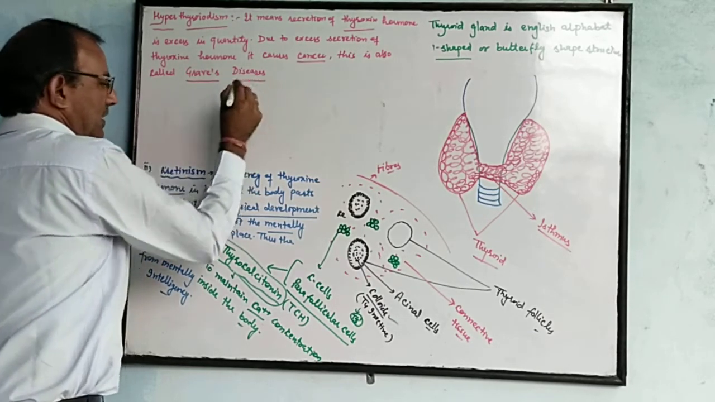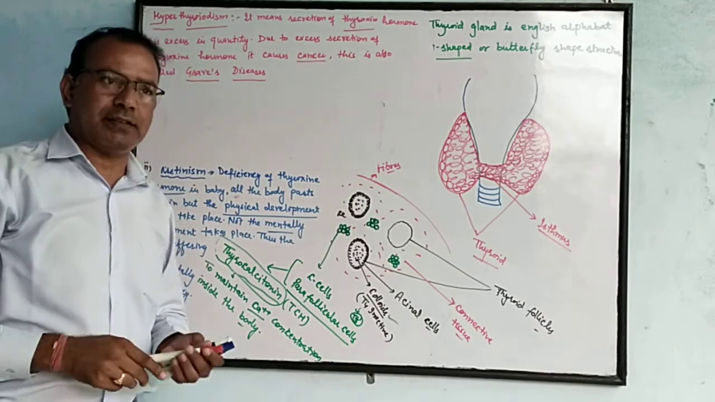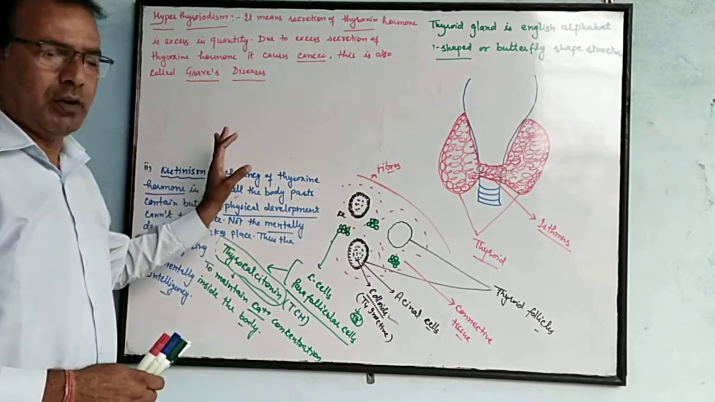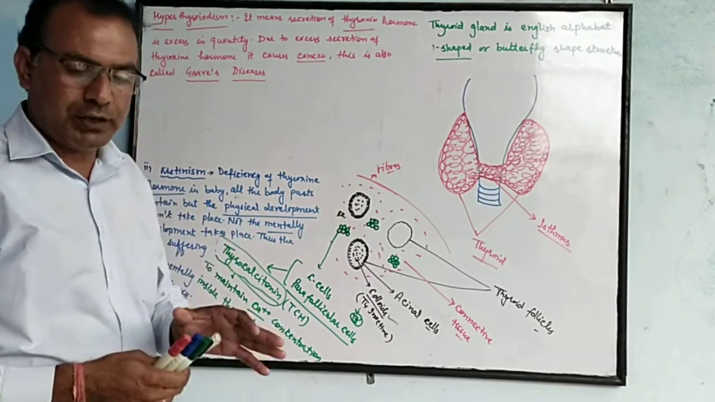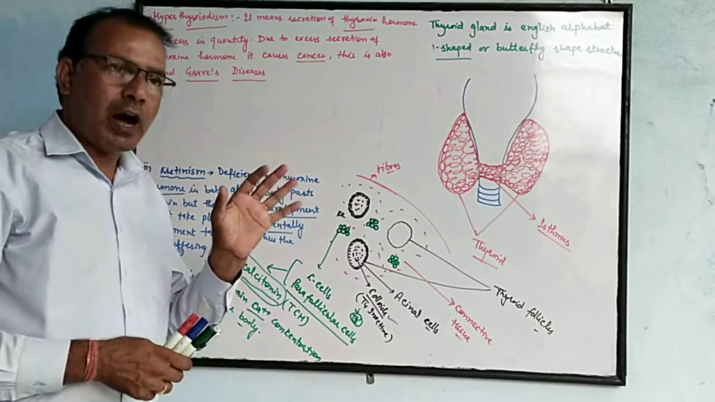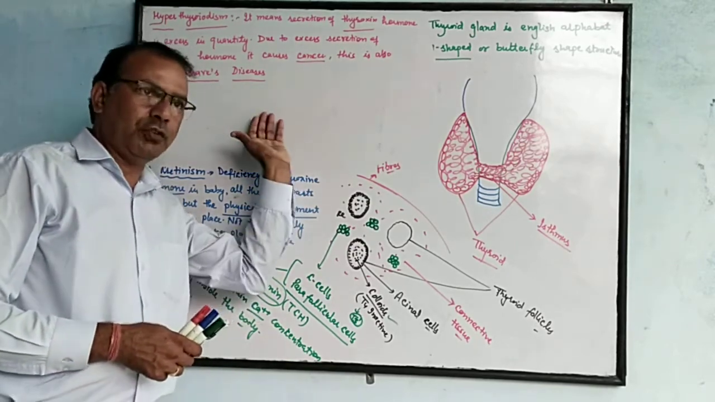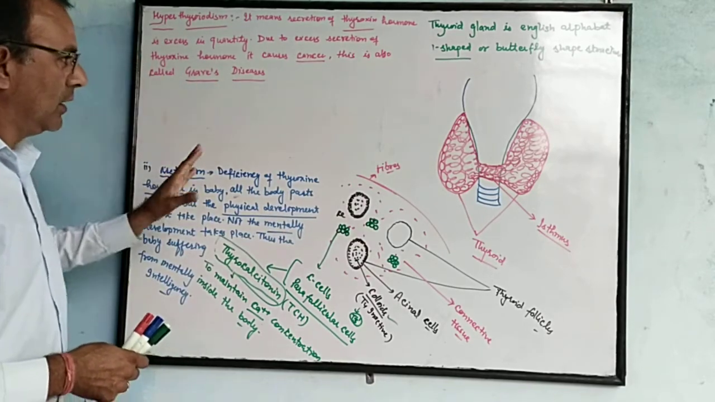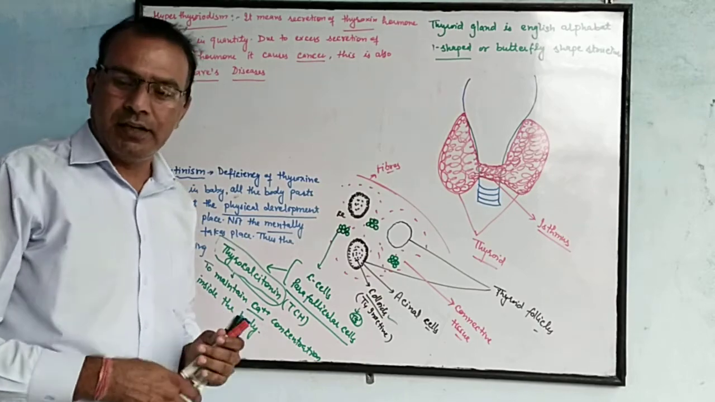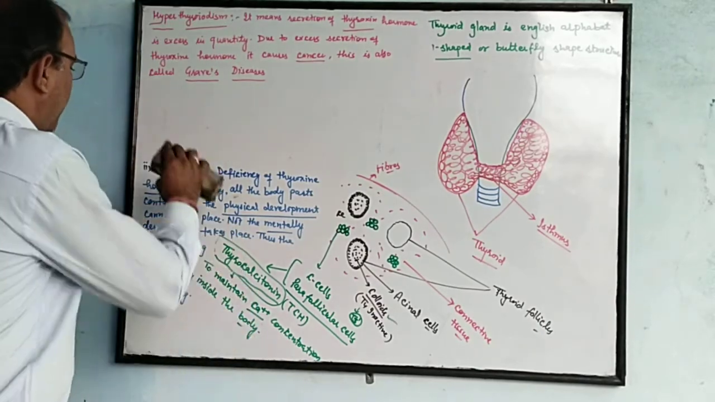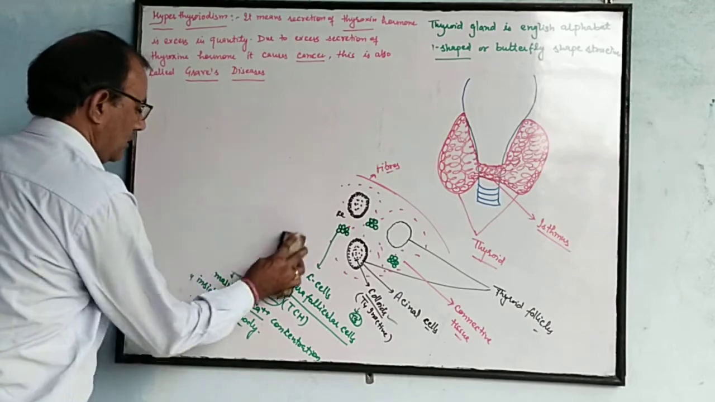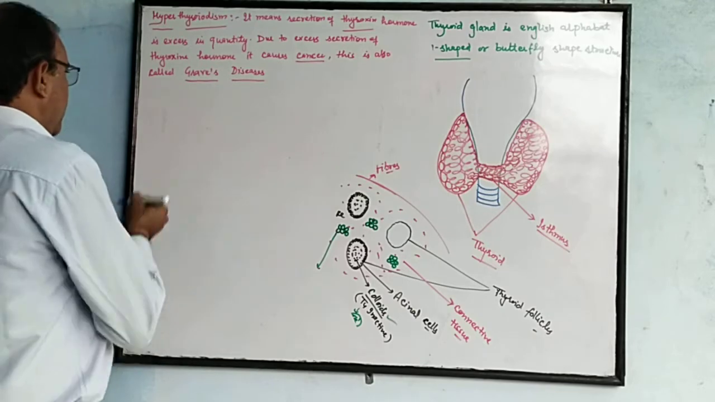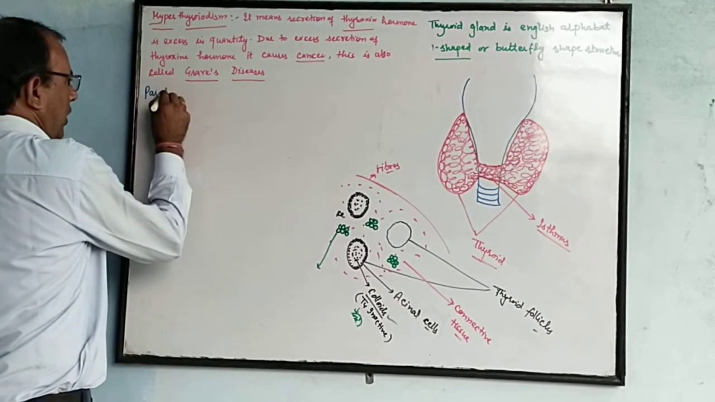So secretion in less quantity or excess quantity, both situations may cause disorder. If the secretion of thyroxine is less, that condition is known as hypothyroidism, and if the secretion of thyroxine is excess, this condition is known as hyperthyroidism. Clear? This is the role of the thyroid gland. And the next gland is the parathyroid gland.